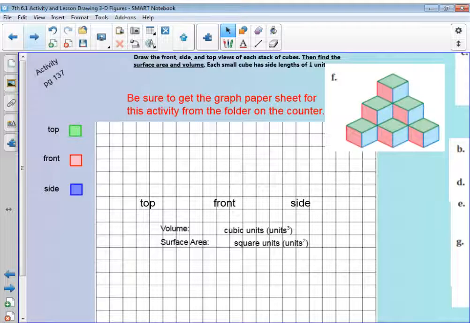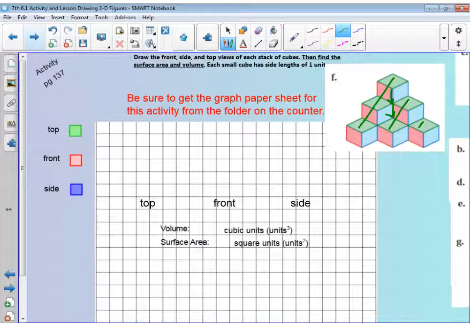So from the top, which are my green ones, I can see that if I were to push all of these down so that they were level, I would have a set of like 3 blocks going across and then 2 blocks and then 1. So I'm just going to go ahead and draw it like this. And if yours is turned differently than mine, that's okay.